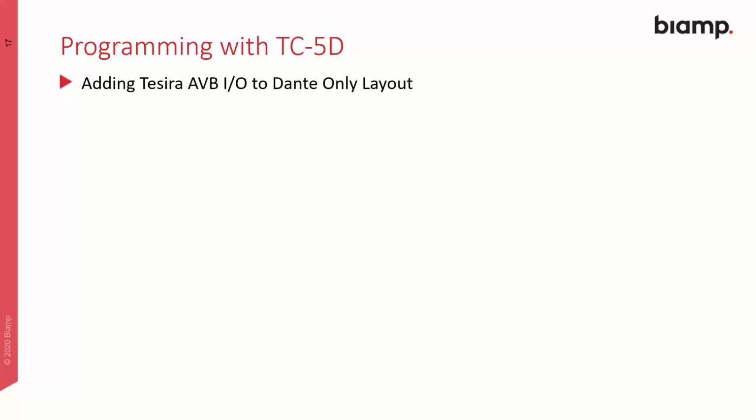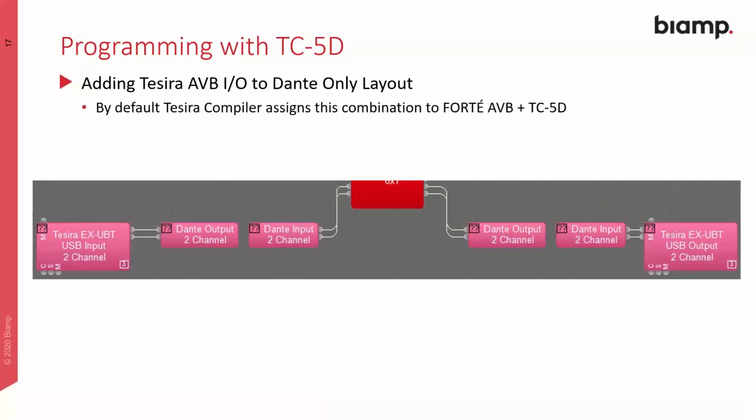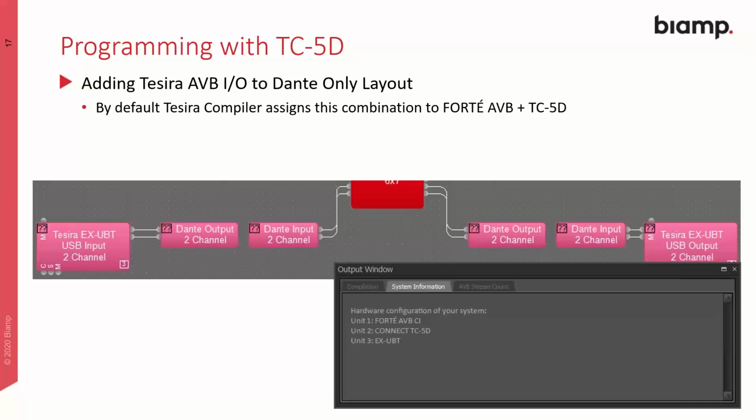Now, if I want to add Tesira AVB I/O to a Dante only layout, the process is somewhat different. First of all, in the case of adding this EXUBT to the layout, you will need to add Dante output-input pairs to the layout for each input or output going to an AVB device. So we've added those here. And remember that by default, the compiler will assign this to a Forte AVB and a TC-5D. So when I compile this, it is actually saying that it requires the same equipment as the previous configuration, a Forte AVB CI, a Connect TC-5D, and an EXUBT. We would like this to be Dante, so we have to take some additional steps to make that happen.